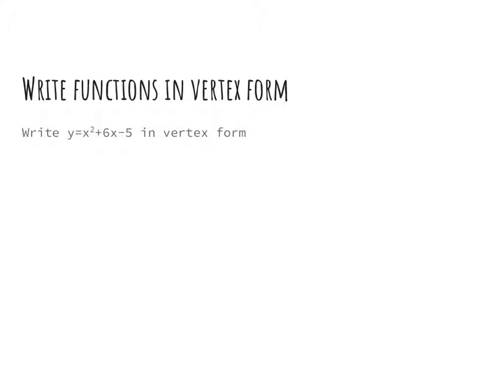So we've got y is equal to x squared plus 6x minus 5, and we want to rewrite that so it's in vertex form. So what we're going to do is something very similar to what we were doing in 4.5 when we were completing the square. First thing I'm going to do is put the first two terms in parentheses. Okay? And I'm going to complete the square inside the parentheses.